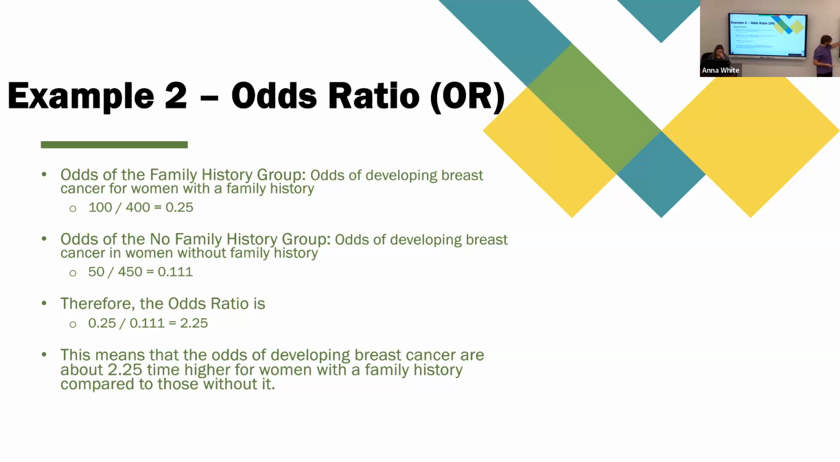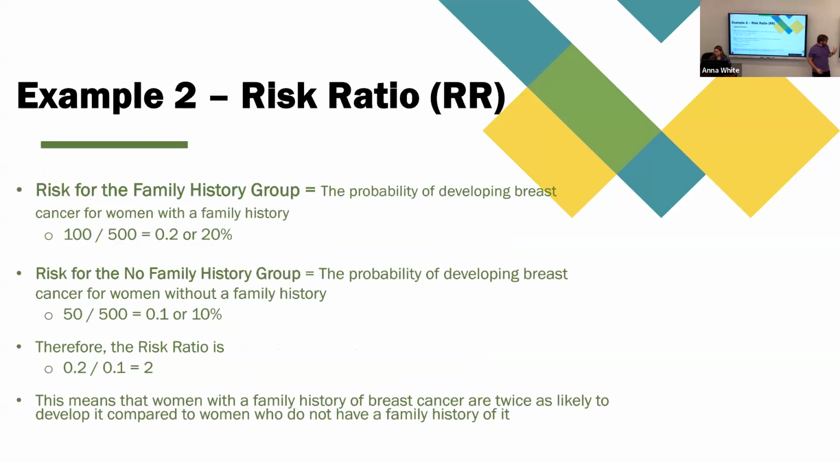So then you take the 0.25 divided by the 0.111 and get 2.25. And you would interpret this as meaning the odds of developing breast cancer are about 2.25 times higher for women with a family history compared to those who do not have a family history of it. So for the risk ratio, you do about the same thing, but with different numbers.